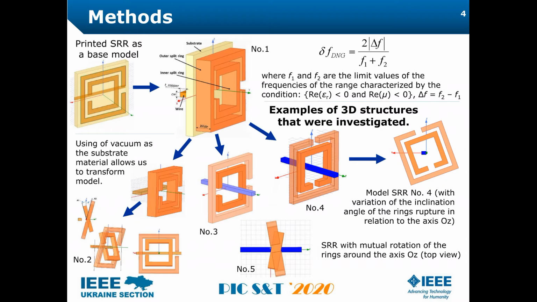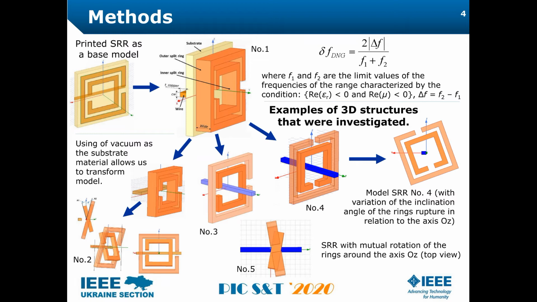In this paper, a printed SRR was used as a prototype. Based on the considered model, the author synthesized the SRR variant based on the implementation of 3D geometry. The study of electromagnetic properties of the synthesized SRR variants was carried out taking into account the influence of geometric parameters, orientation and the size of the conductor, axial rotation of the rings. In addition to a classic FR4, several material options were considered.